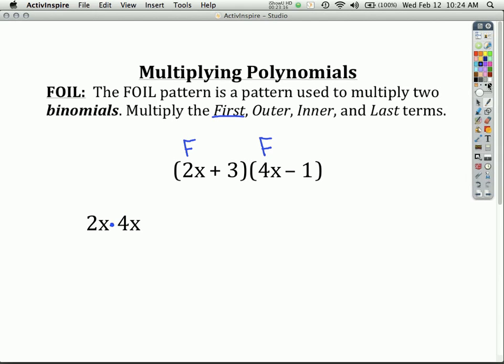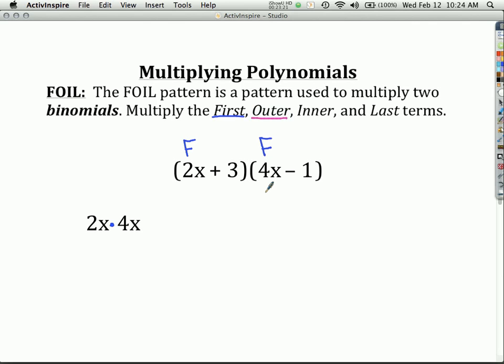The second word, the outer. The outer is a little bit different. Instead of just looking within each binomial, we're looking at the whole expression all together. The outer refers to what's on the outside. And the outer is the outside here and the outside here. In other words, outside of the whole thing. So this is an O, and this is an O. That's an outer, and that's an outer. We're going to multiply those two together.